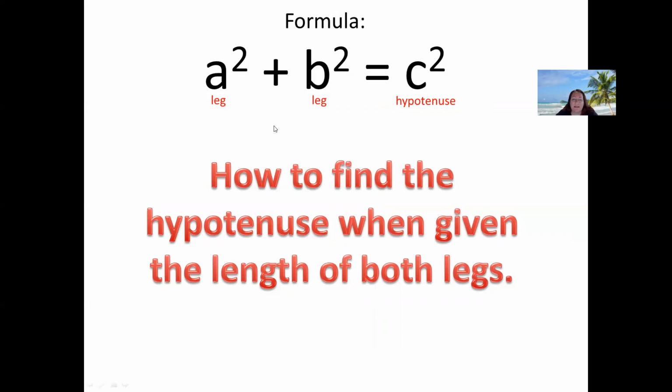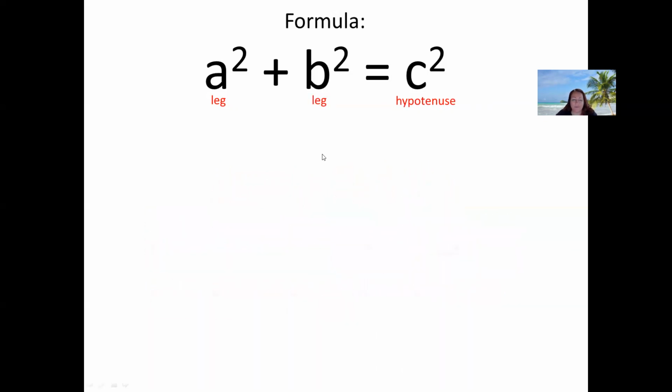So we're going to do an example on how to find the hypotenuse when given the length of both legs. So this is the easier way. The other way is a little bit harder, but not too much. You just have to know a little bit of algebra.